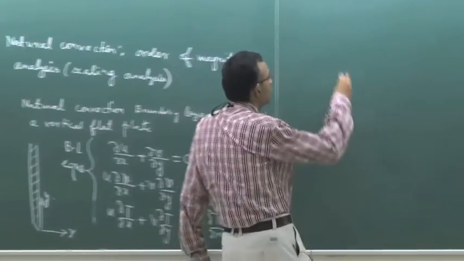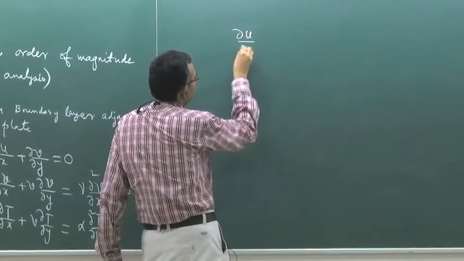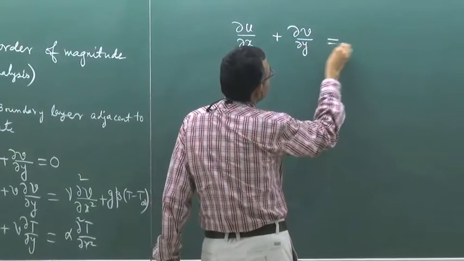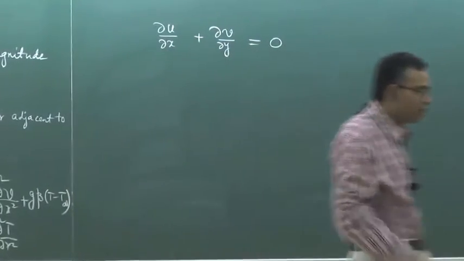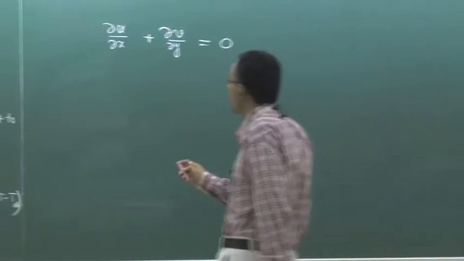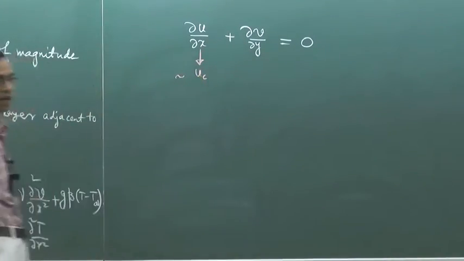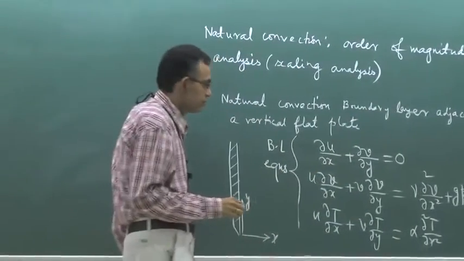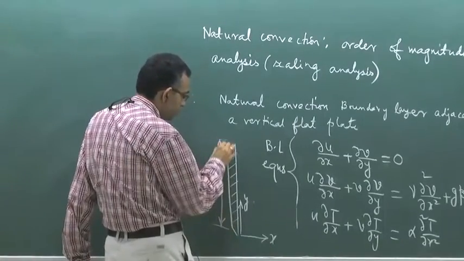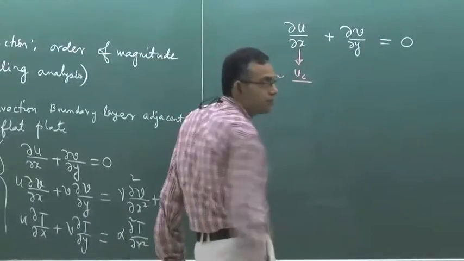Let us say that we make a scaling analysis of the continuity equation first. So what is the order of magnitude of del u del x? Let us say uc is the characteristic velocity along x. Let us say that the height of the plate is h. So del u del x, what is this?